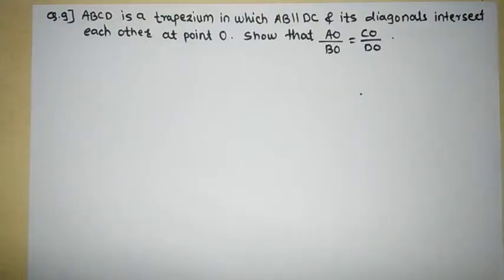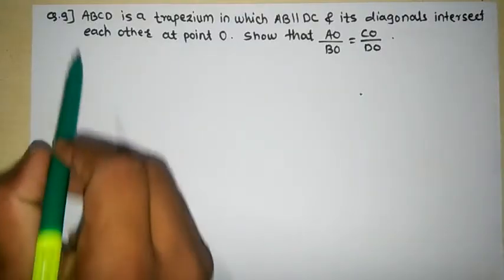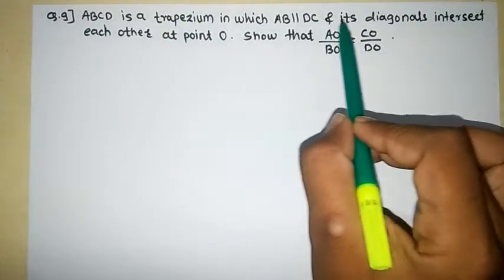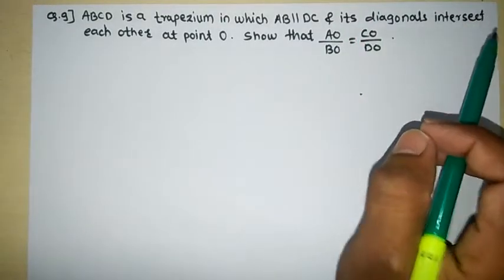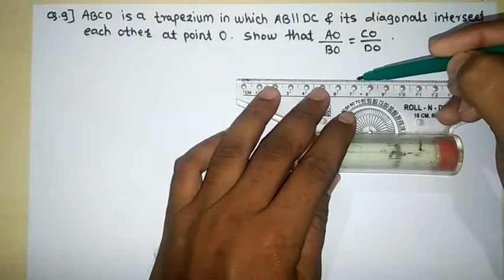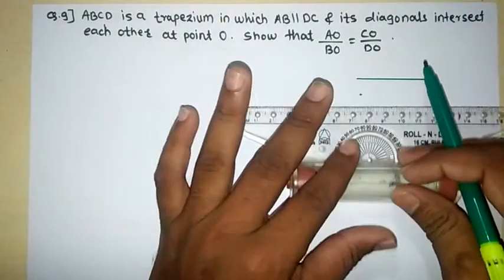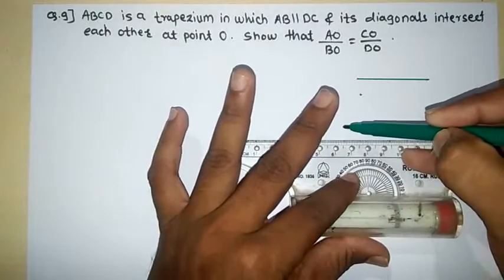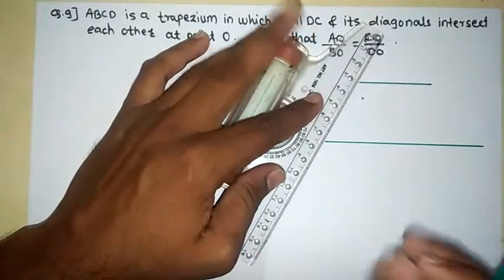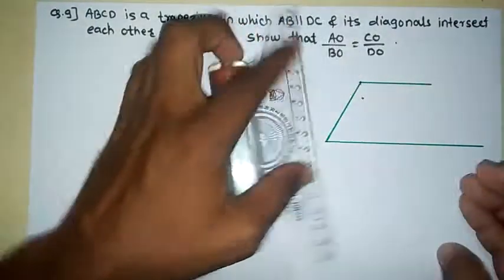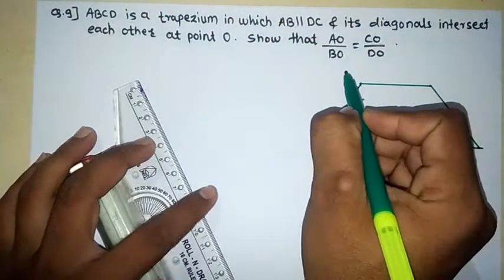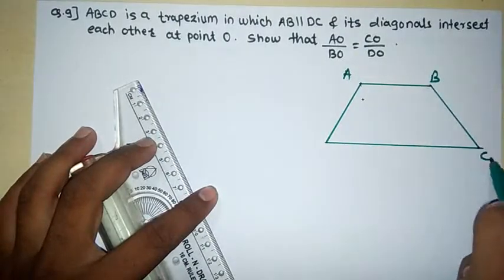Now we will see question number 9. In question number 9, what is given? ABCD is a trapezium in which AB is parallel to DC. First I will draw along with the question. I have to draw the trapezium ABCD with side AB parallel to DC.